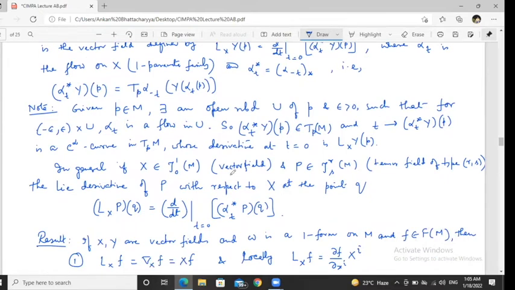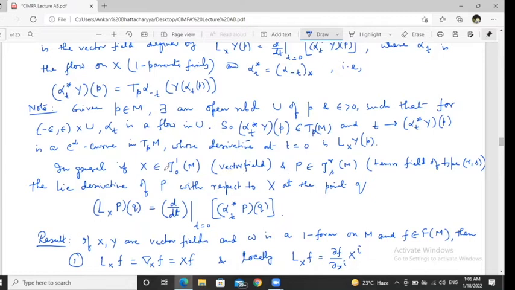Now, given any point p belonging to M, there is an open neighborhood U of p and epsilon greater than 0, such that for minus epsilon to epsilon cross U, alpha_t is a flow in U. It is a local one parameter group of transformations alpha_t. So alpha_t star Y_p belongs to T_pM, and this t to alpha_t star Y_p is a C infinity curve in T_pM, whose derivative at t equal to 0 is L_X Y at p.